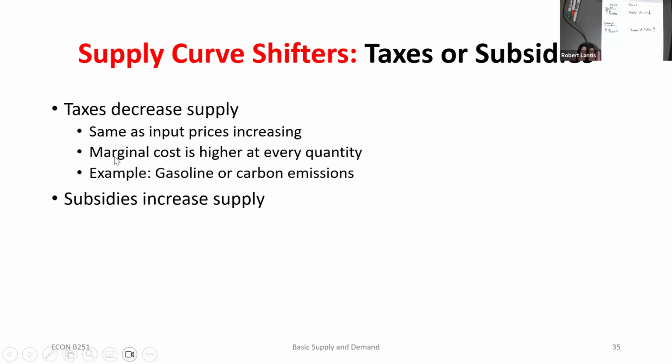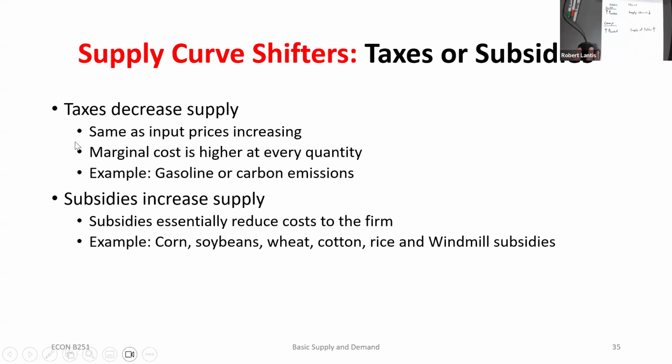And then subsidies, if I give companies money to do something, it's essentially lowering their cost. So if I'm lowering their costs or input prices, what's happening to supply? It's going to increase. Great examples of this would be any agricultural product where they're given subsidies, right?